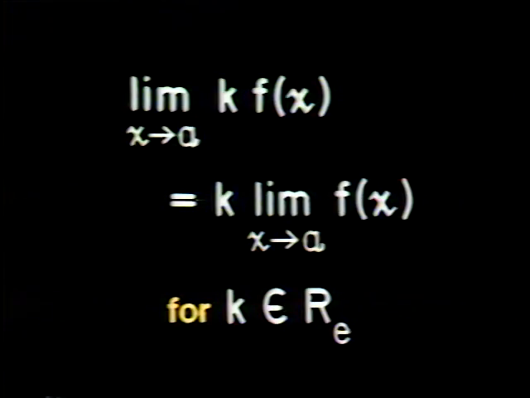Next, recall that the limit of a constant times a function is equal to the constant times the limit of the function, both limits as x approaches a, for k, the constant, belonging to the set of real numbers. This one can be proven by the use of the definition of limit.